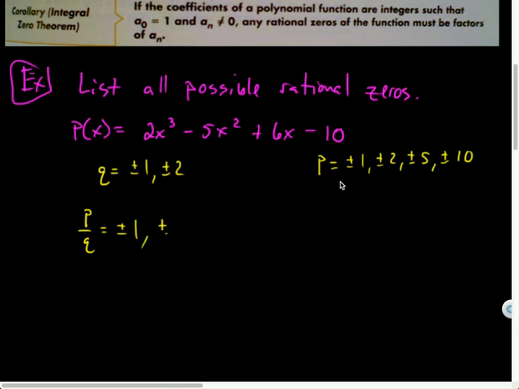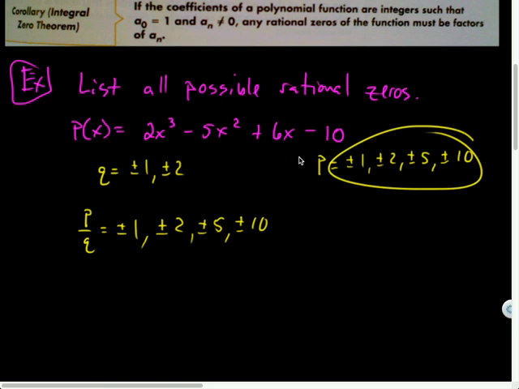I could have plus or minus 2 over 1, which is 2. I could have plus or minus 5 over 1, which is 5. I could have plus or minus 10 over 1, which is 10. All right? So I just put all of these over this denominator. And now I've got to put them all over the 2 denominator. All right? So I'm just making a list of all possible combos, really.